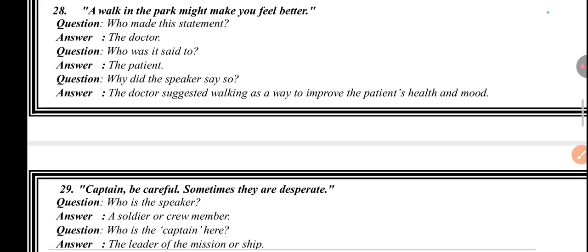Question number 28. A walk in the park might make you feel better. Who made this statement? The doctor. Who was it said to? The patient. Why did the speaker say so? The doctor suggested walking as a way to improve the patient's health and mood.